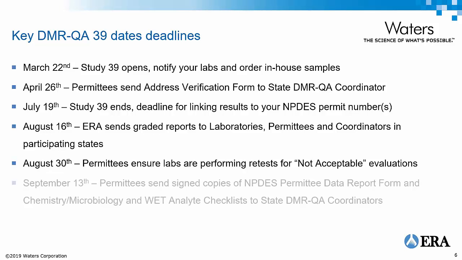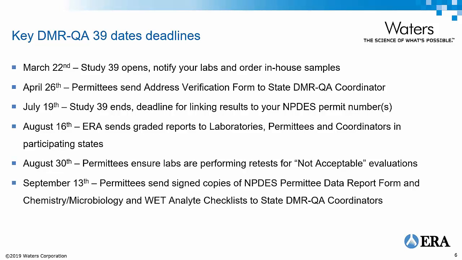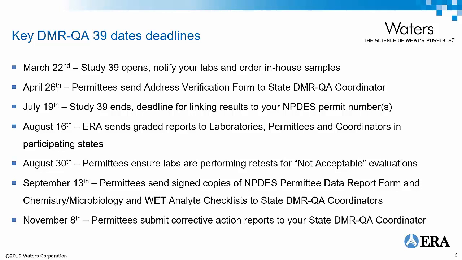On September 13th is the deadline for permittees to send signed copies of the NPDES permittee data report forms and any chemistry, microbiology checklists and/or wet analyte checklists to state DMR-QA coordinators. Note that ERA will include copies of these forms and the checklists in the graded reports we send out to all permittees. And lastly, November 8th is the deadline for permittees to submit any corrective action reports to your state coordinator. That also is along with graded results from retests performed by your in-house or contract labs as required.